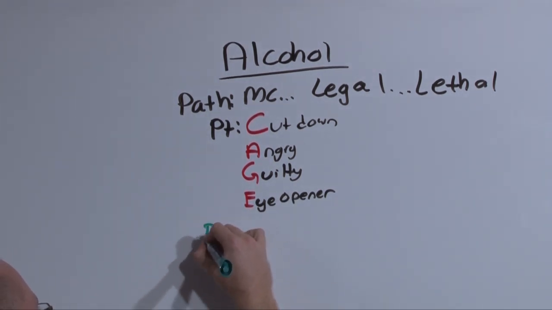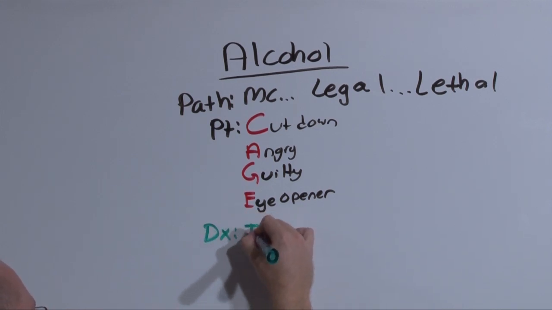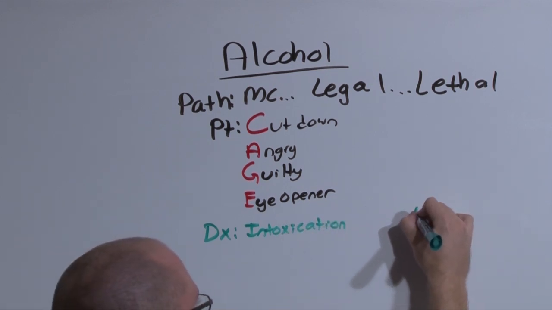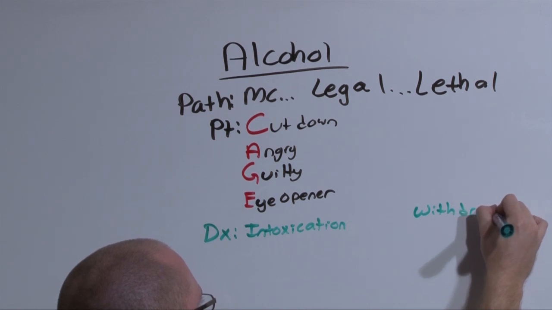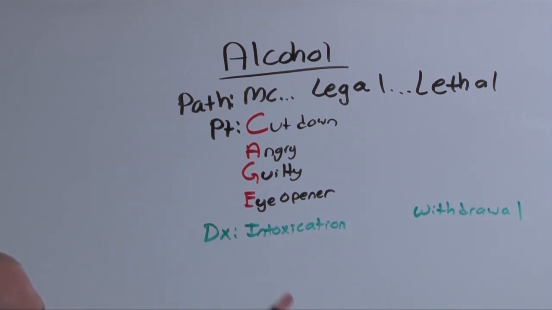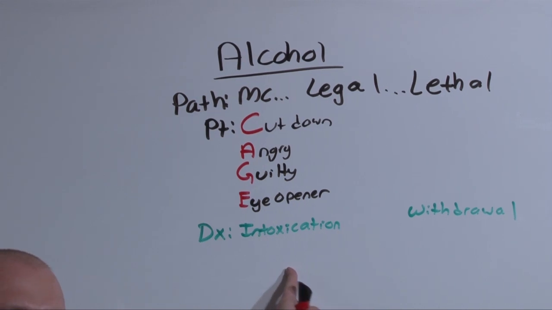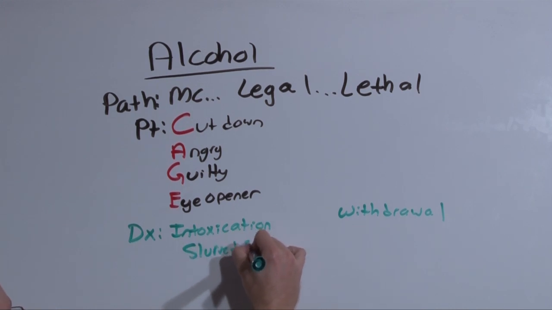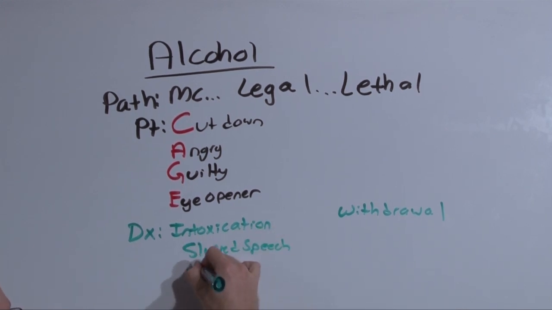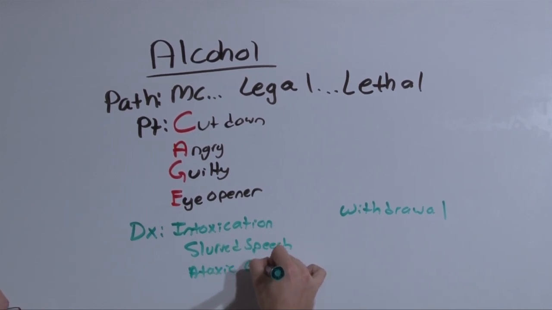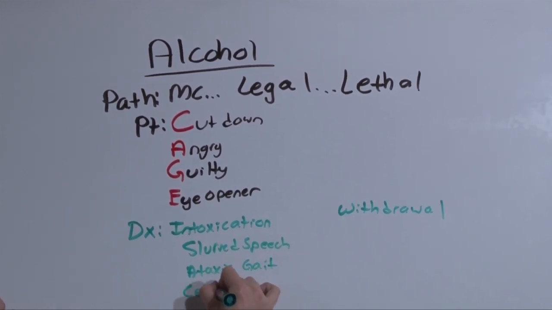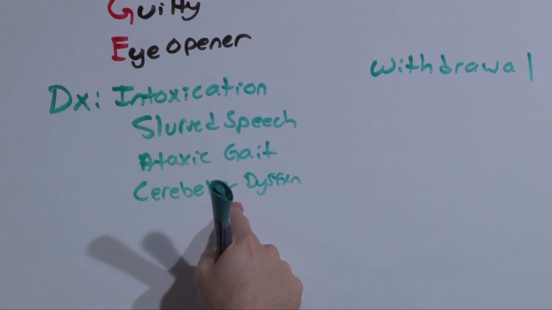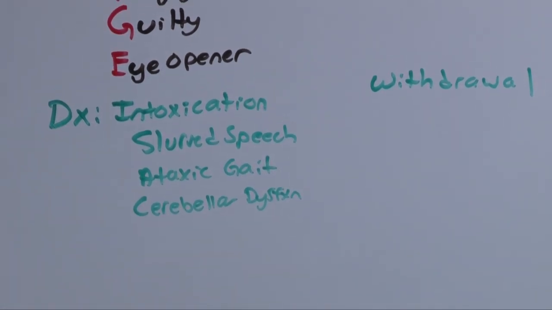What you need to be able to do for your exam is differentiate acute intoxication from withdrawal. And you need to know how to treat them both. The person who is acutely intoxicated with alcohol is the person that you couldn't stand at your college party. This is the guy who's got slurred speech and ataxic gait, which means also cerebellar dysfunction. Heel to shin fails. Finger to nose fails. Rapid alternating movements cannot be performed.